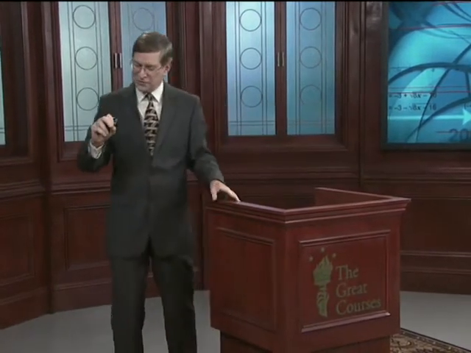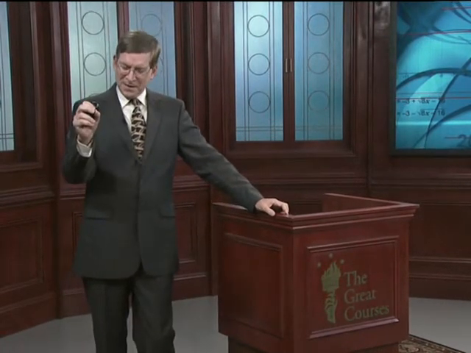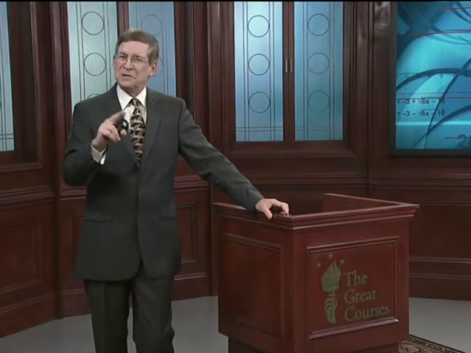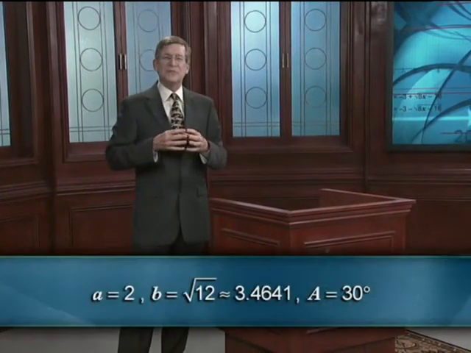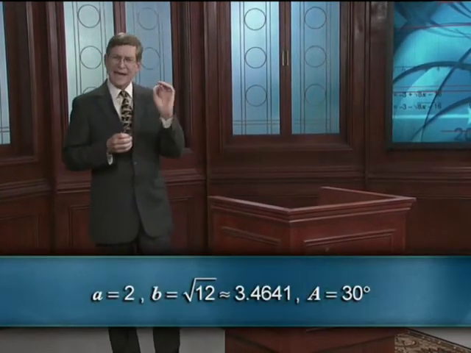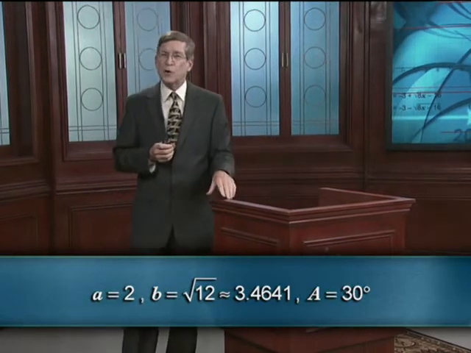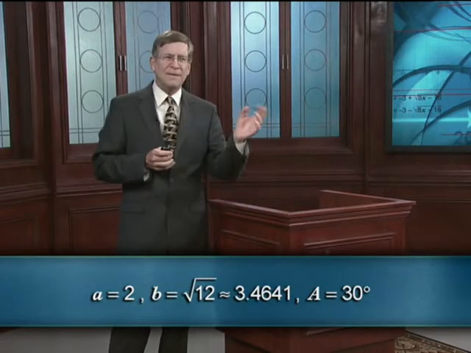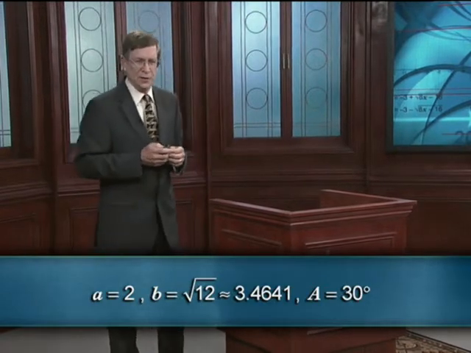All right, let's now show what I think is the most interesting case. And remember what interesting means in my mind, the most difficult case. Here we'll see some data that gives rise to two possible cases. It's really interesting how you can get two triangles out of this data. So here's the setup. We've got a to be 2, b square root of 12, which is about 3.4641, and the angle at A is 30 degrees.